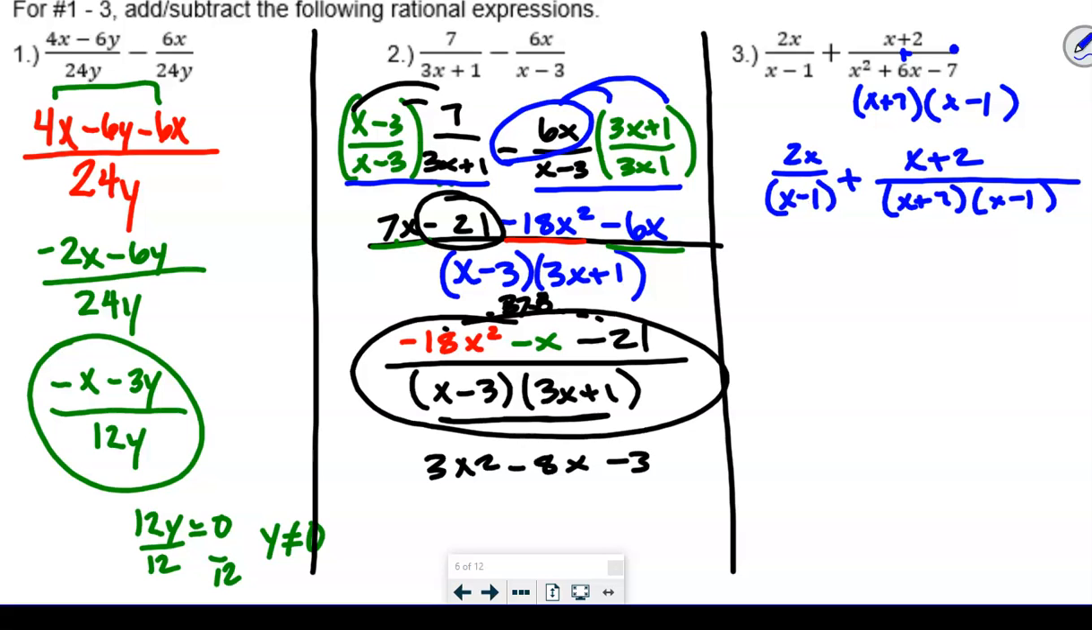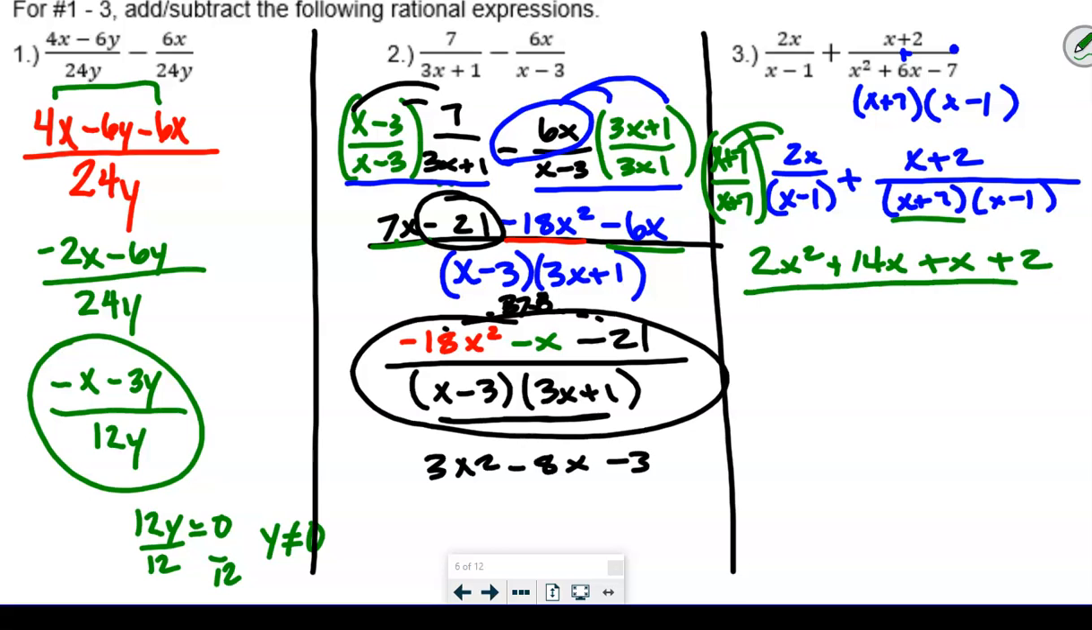So what do we have to multiply by x minus 1 to get the same denominator? The x plus 7, right? So we're going to multiply over here by x plus 7 over x plus 7. So once again, what is x times 2x? That's 2x squared. 7 times 2x is plus 14x. Then we're adding an x and we're adding a 2, okay? All of that is over what? Our x plus 7 and our x minus 1, okay?